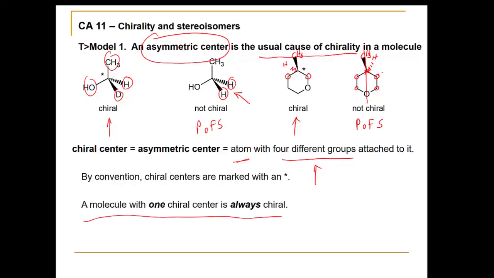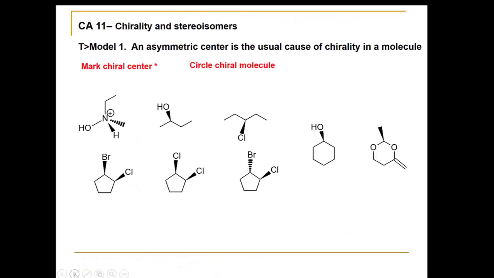So with that little bit of introduction, let's take a look at key question number 1. Here you have a series of molecules, and you're asked to do 2 different things. For one, you're asked to mark with an asterisk any chiral center. Further, you're asked to circle those molecules which are chiral. So I encourage you to stop the video and give this a try.